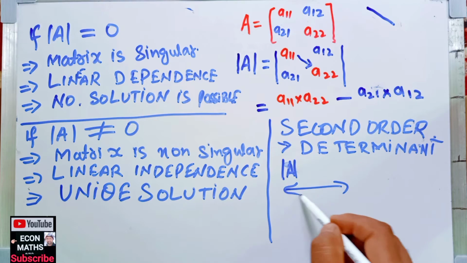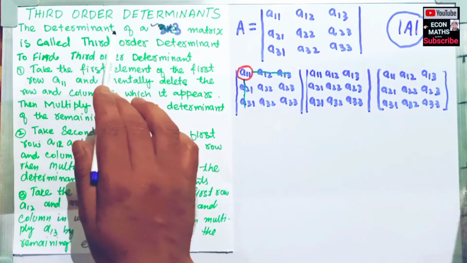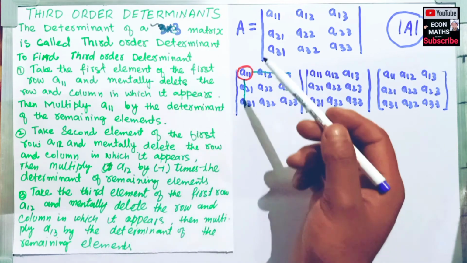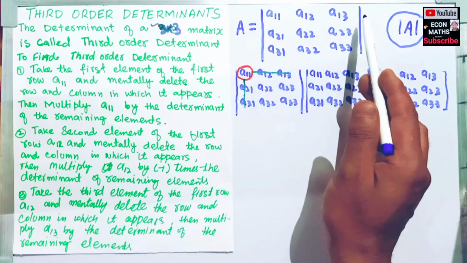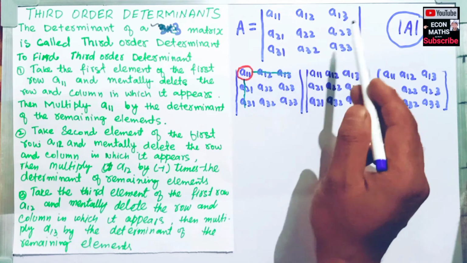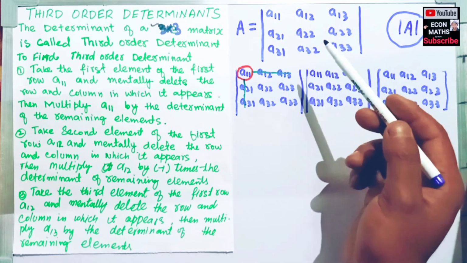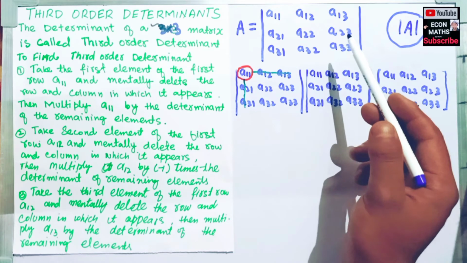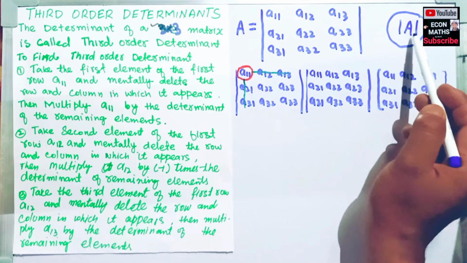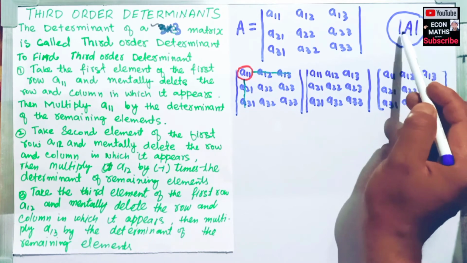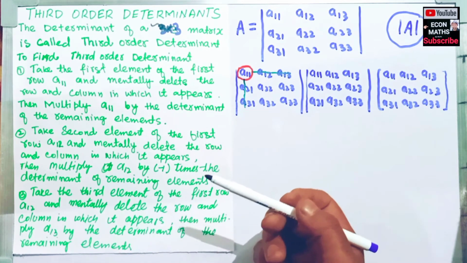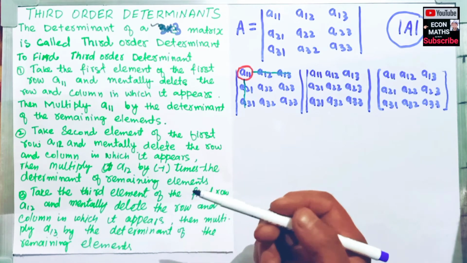So this is to be remembered. The determinant of a 3 by 3 matrix is called a third order determinant. A 3 by 3 matrix is one with 3 rows and 3 columns. Now the symbol for determinant is this symbol.